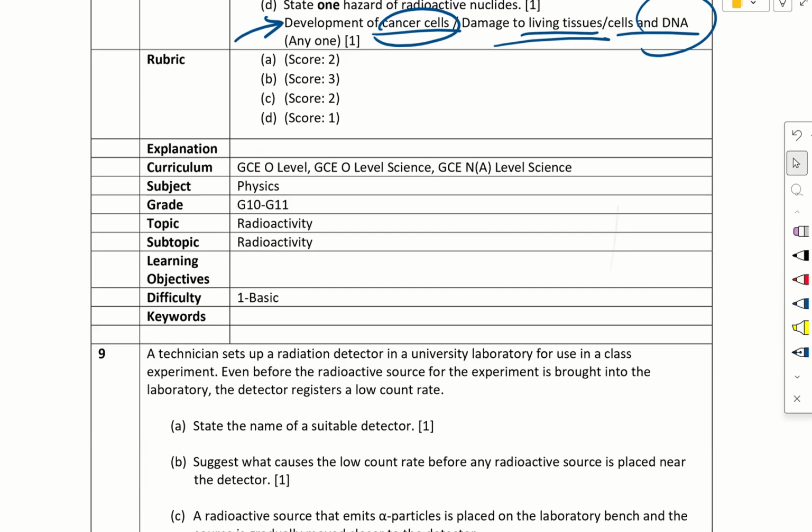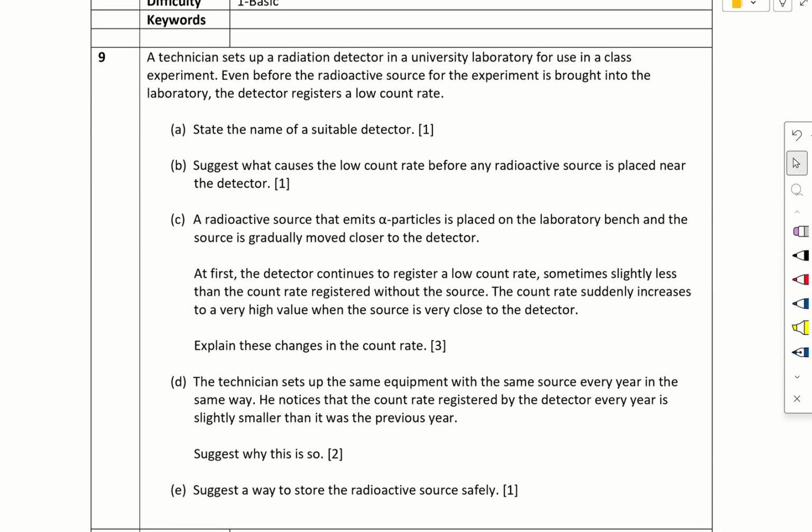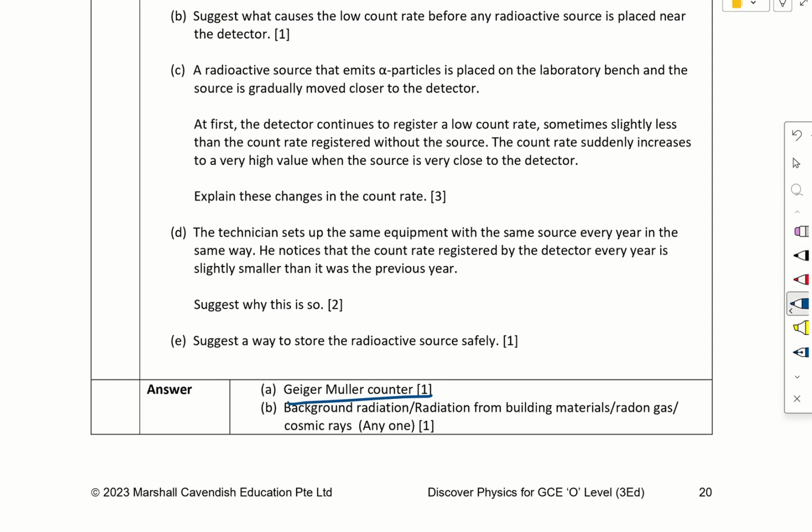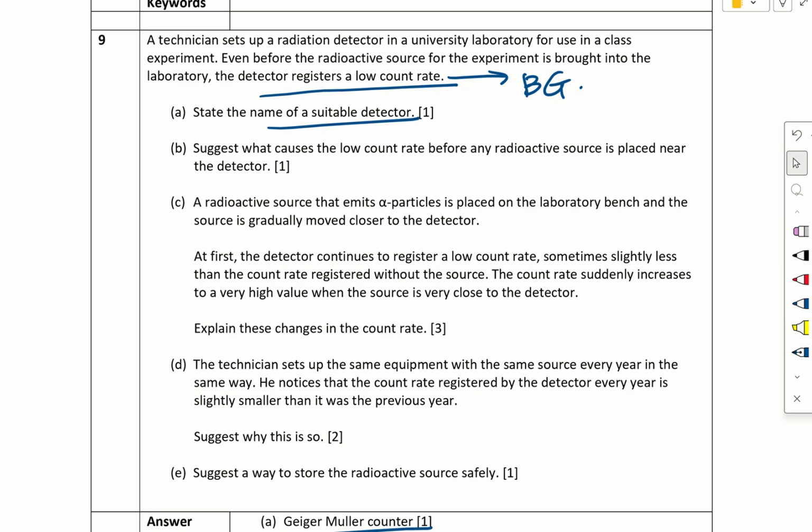Next one, a technician sets up a radiation detector in a lab. Before the source is brought in, the detector registers a low count rate. This is the background count. State the name of a suitable detector. It is the Geiger-Müller counter. You need to know this.